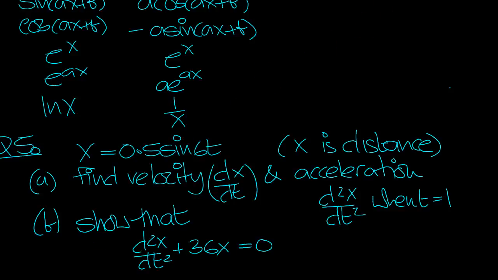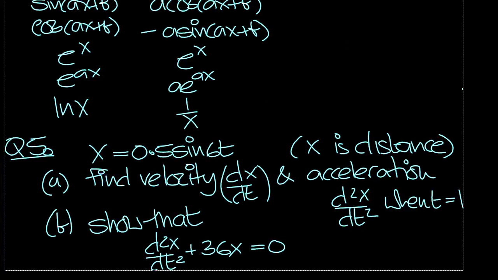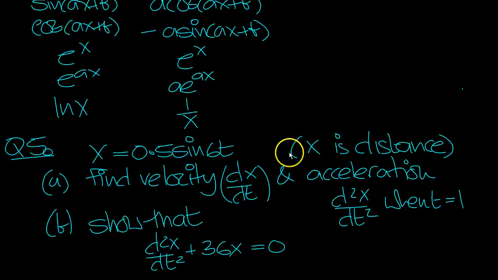Okay, let's have a little look at this question. X is a distance. So here dx dt, the rate of change of distance with respect to time, represents the velocity. And when you differentiate the velocity, the rate of change of velocity with respect to time is the acceleration. So these first and second derivatives represent velocity and acceleration.